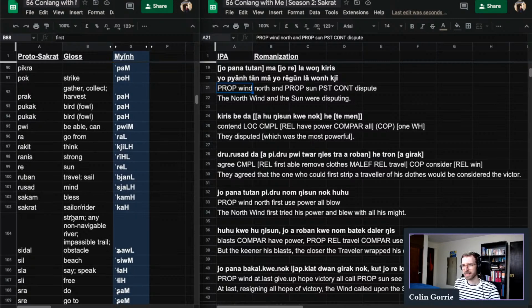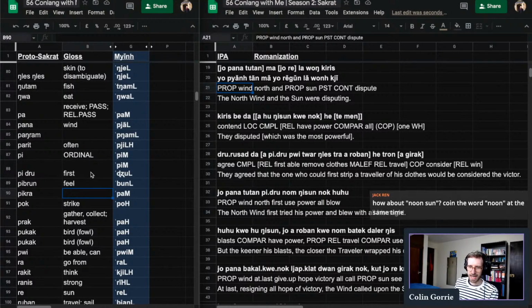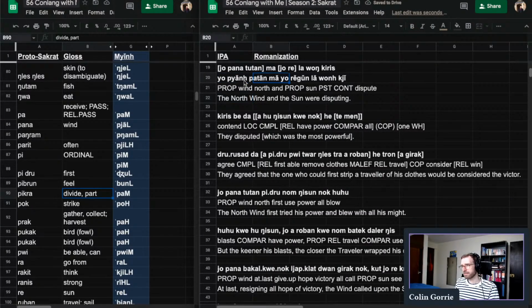I don't think we have anything like that, so why don't we put it in, maybe something like bikra, means divide or part. And then we have something like patan as north. So I want to just make sure I'm remembering all of these decisions.